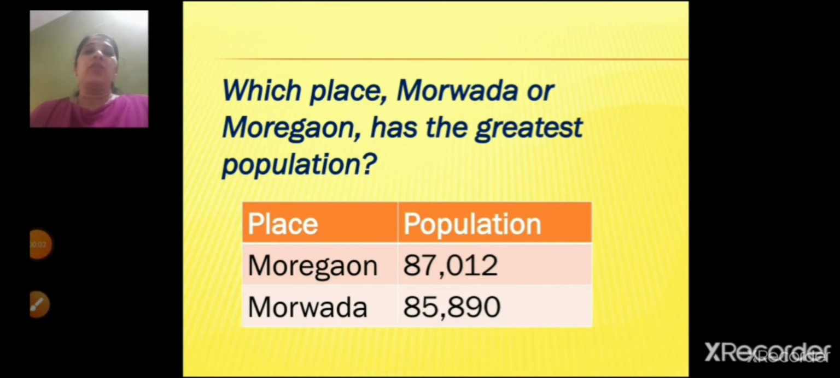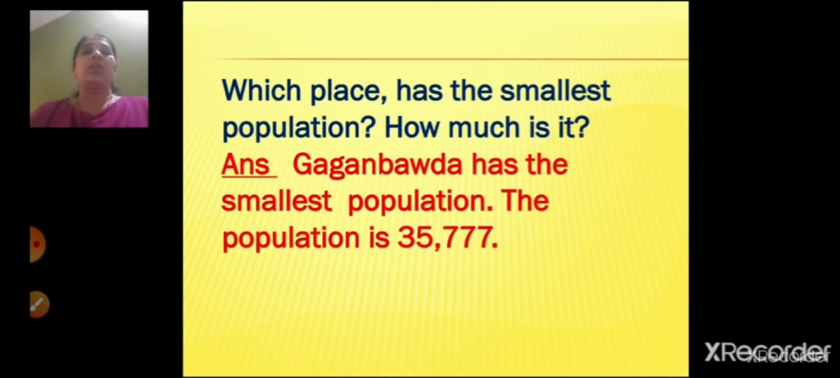So children, you will write down Moregaon has the greatest population. Let's move to the third question. Which place has the smallest population and how much is it? Now you have to find out the smallest population and you have to write the number also.